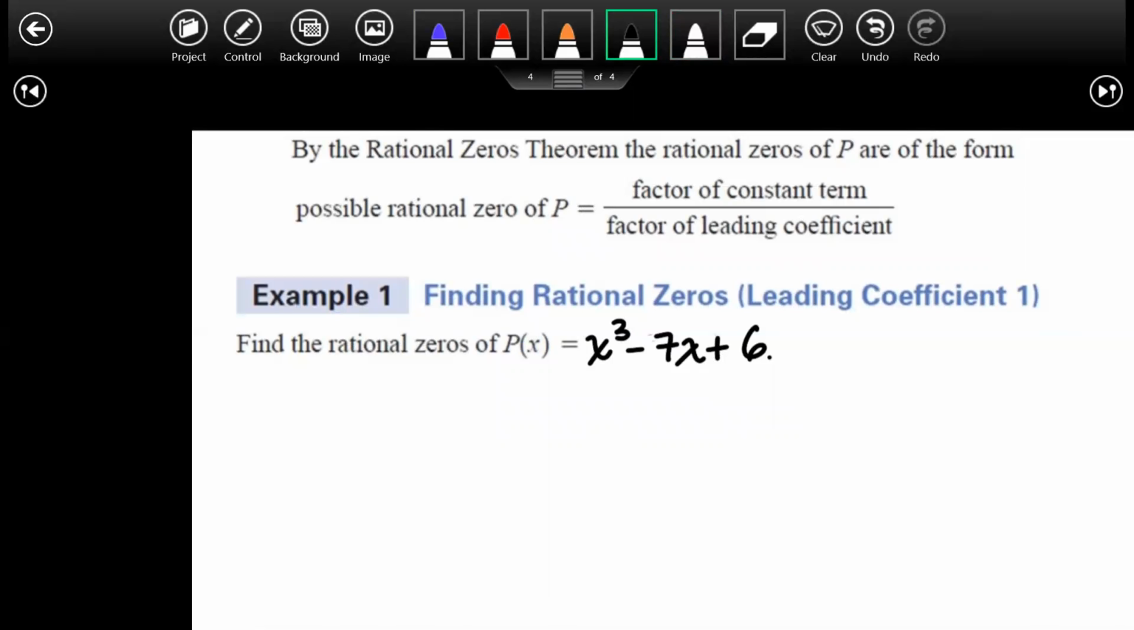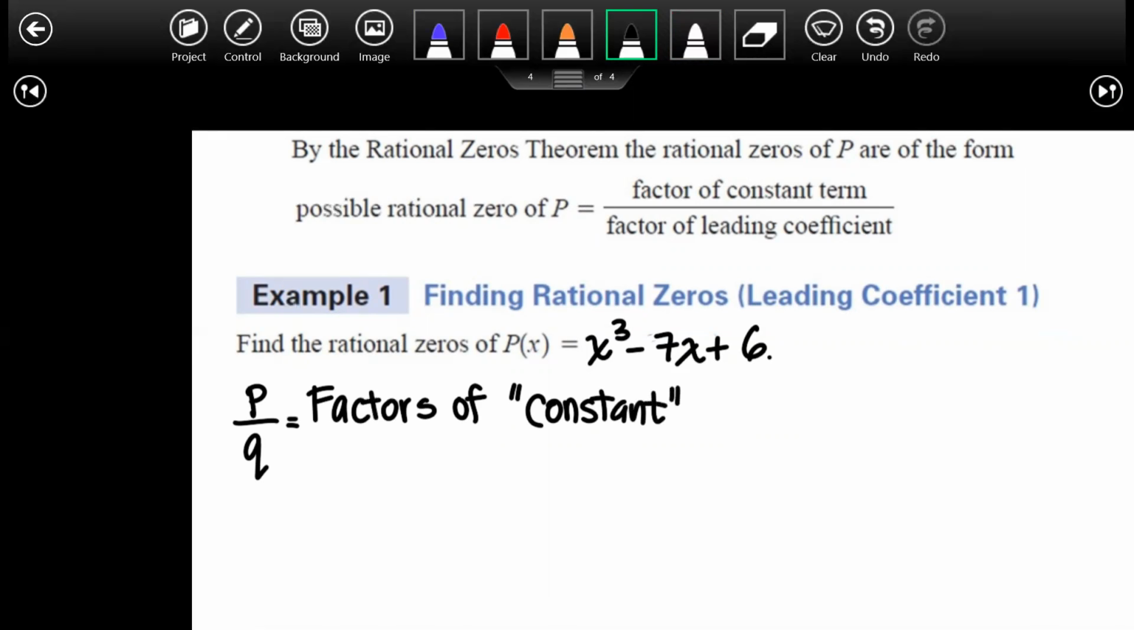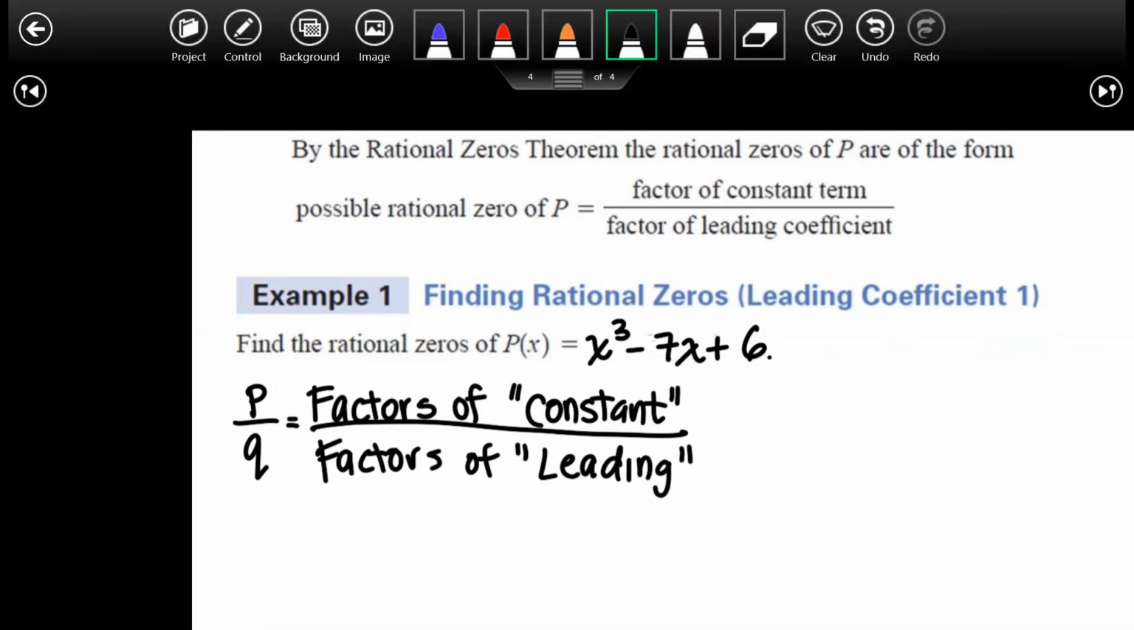Looking at these, we want to be able to use our theorem, in this case, the rational zeros theorem, to determine what these values are. We know P over Q is going to be the factors, a factor or factors of the constant, over the factors of the leading coefficient. I'm just going to put leading. And this is basically what we want to be able to look at when solving these.